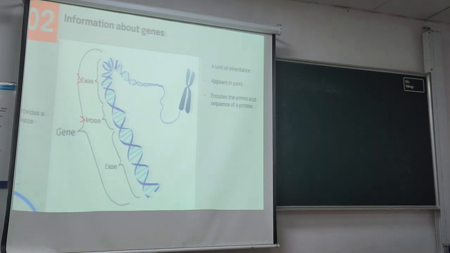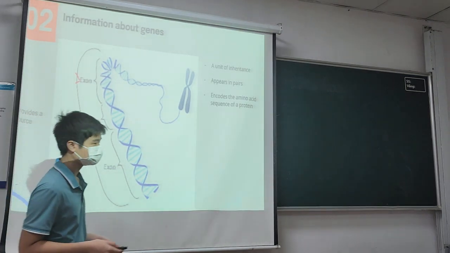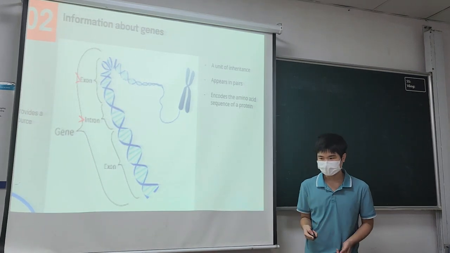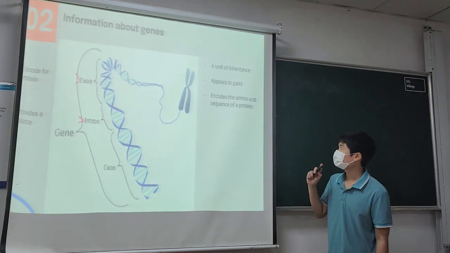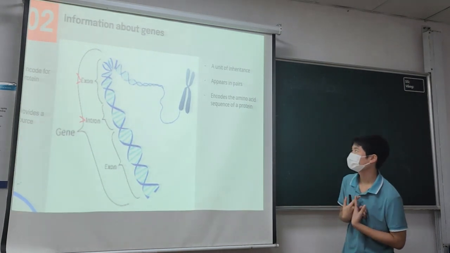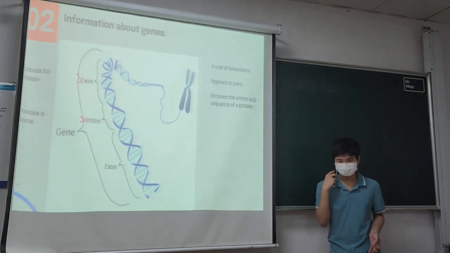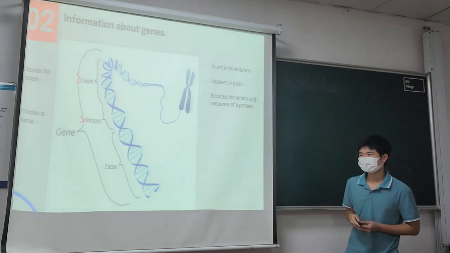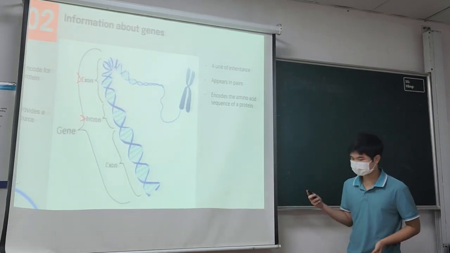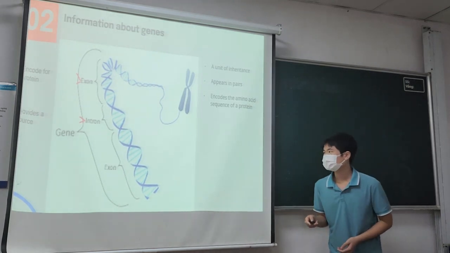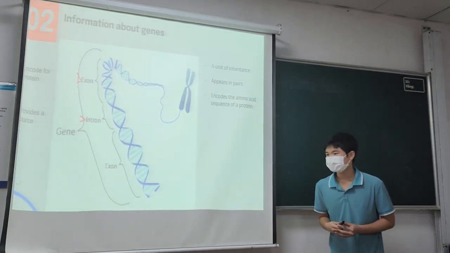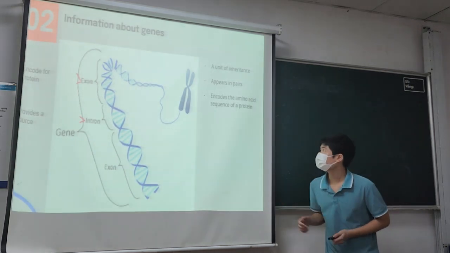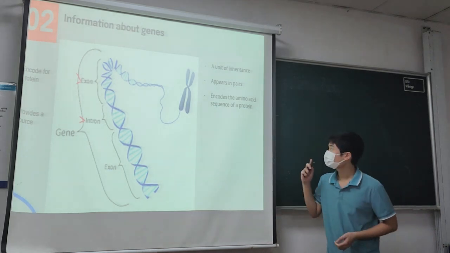This is the image of a gene. A gene has two parts in its structure, which are exon and intron. In general, a gene is a unit of inheritance formed by many chromosomes, as I have said before. Then, like DNA, it also appears in pairs, and its function is to encode the amino acid sequence of a protein.